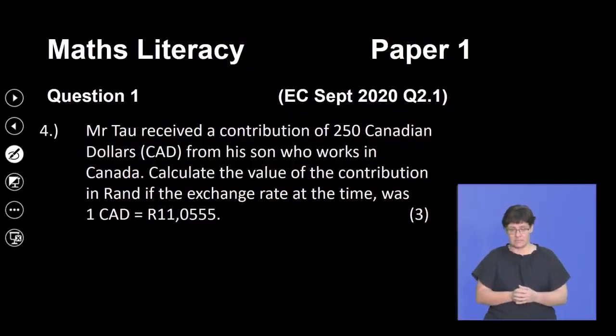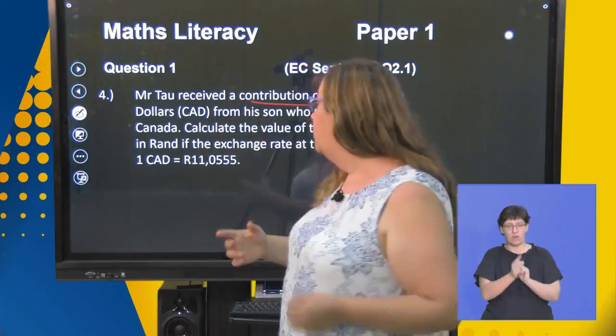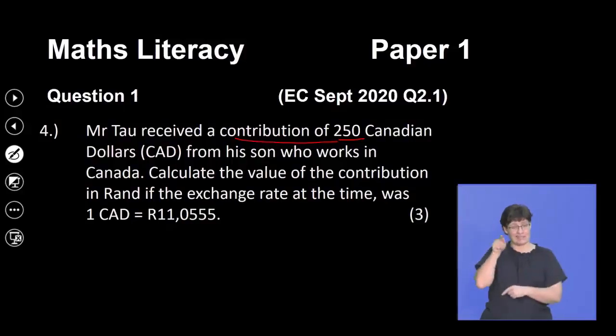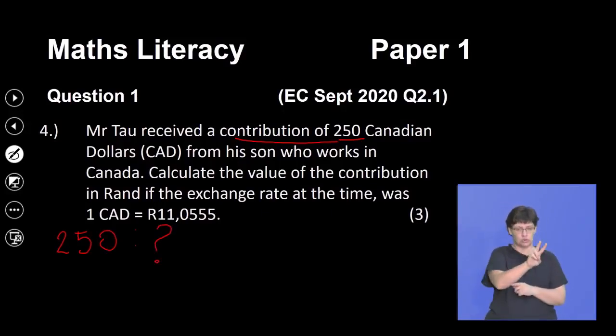Right. Then it tells us that he receives a contribution of 250 Canadian dollars from his son who worked in Canada. Calculate the value of this contribution in rands if the exchange rate at the time was that. When we do exchange rate, it is just a ratio. So I'm not going to rewrite it, but I would normally rewrite it. It's just going to take us time now. We're trying to convert 250 Canadian dollars. And we want to know how much is that in rand.